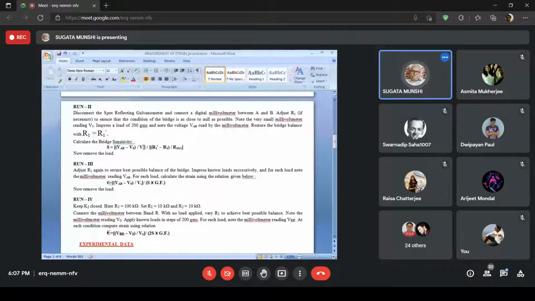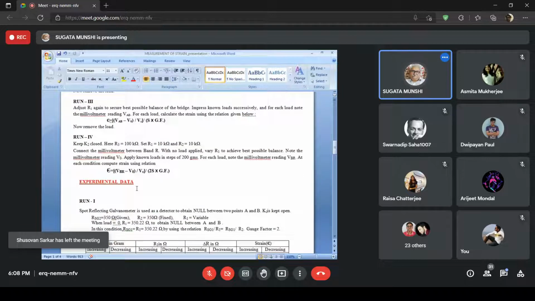In run 3, how did you get this epsilon value? Epsilon is VAB by VO divided by VS. VS value I will supply. That divided by S into gauge factor. Do you understand? Because S is VAB divided by VS divided by delta R by R. All right. And delta R by R divided by gauge factor is mechanical strain. So this is the expression for calculating epsilon in this case.